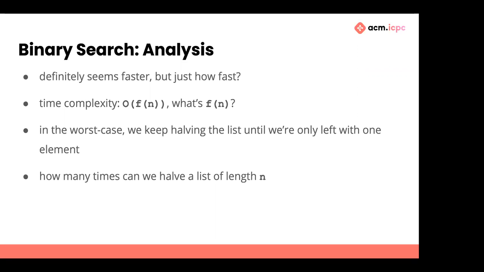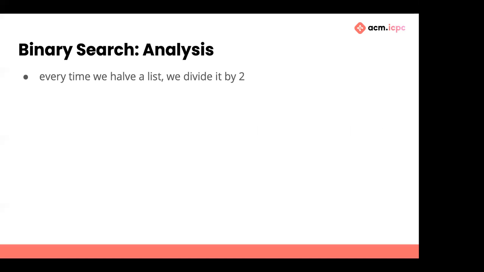So let's look at the worst case time. In the worst case, we keep halving the list until we're left with only one element, right? Like in the previous example, we kept halving the list until we were only left with 14. And that was somewhat the worst case, I believe. So what you want to see is exactly how many times can we halve this list of length n, because that is exactly what the operation is in binary search. You're always halving this list.